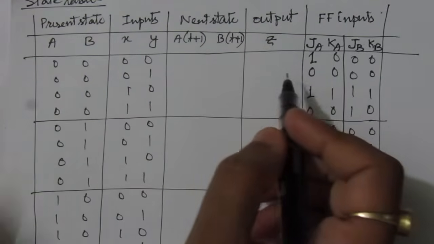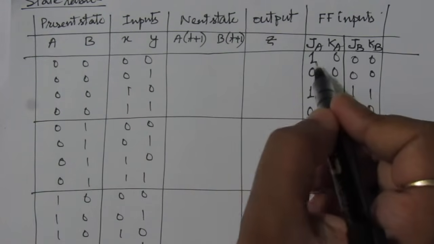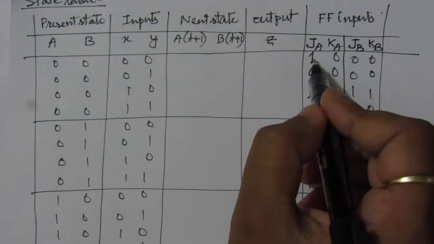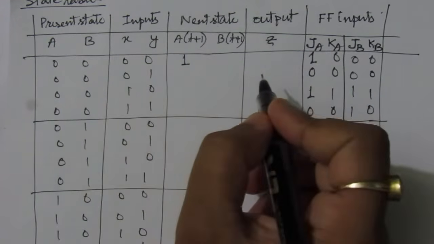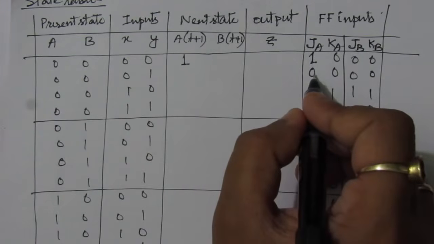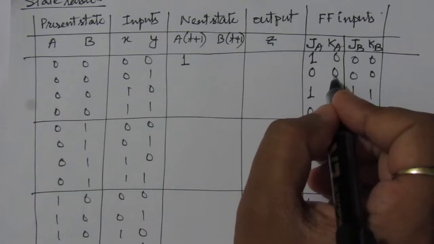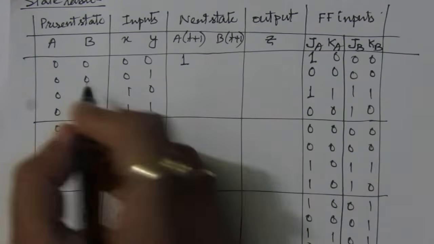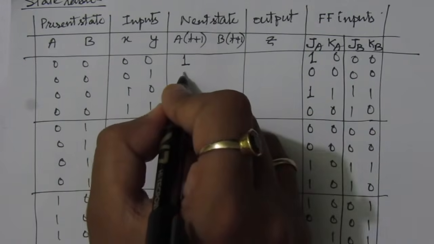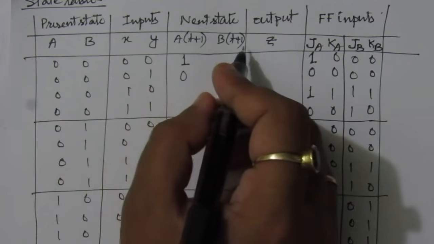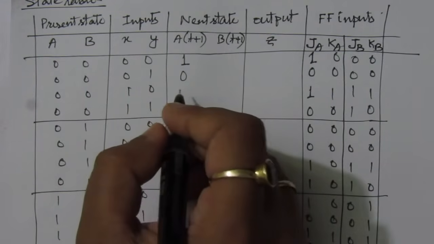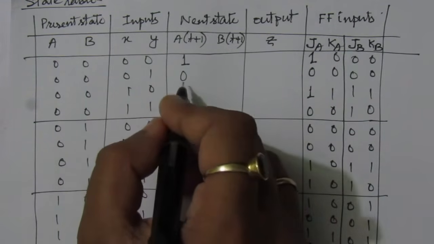Let me find out. JA is 1, A complement is 1, so the first value will be 1. Next, JA is 0, so the first term will be 0, plus K complement is 1, so K complement into A, where A is again 0, so we'll have 0 here. In this way you have to find these A of T plus 1 and B of T plus 1 next state values. Let me fill up this table.